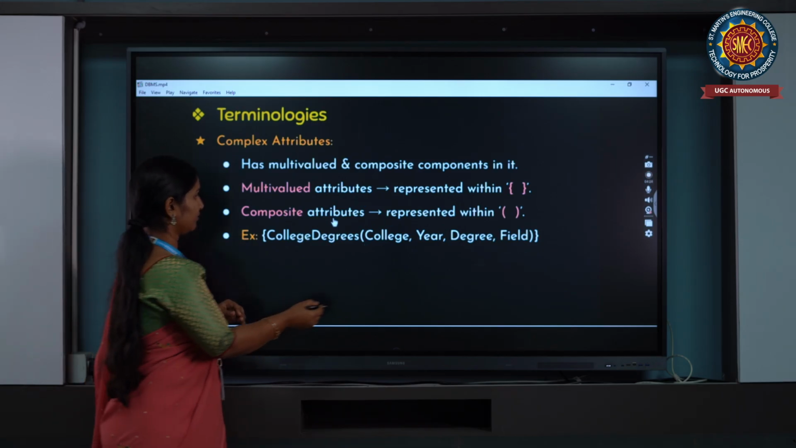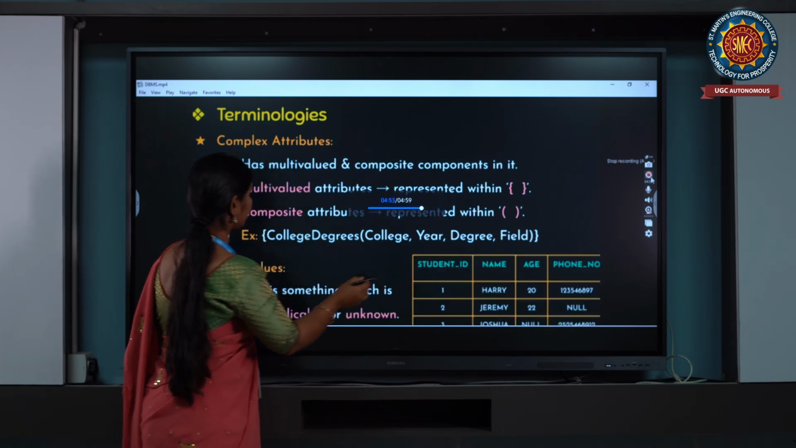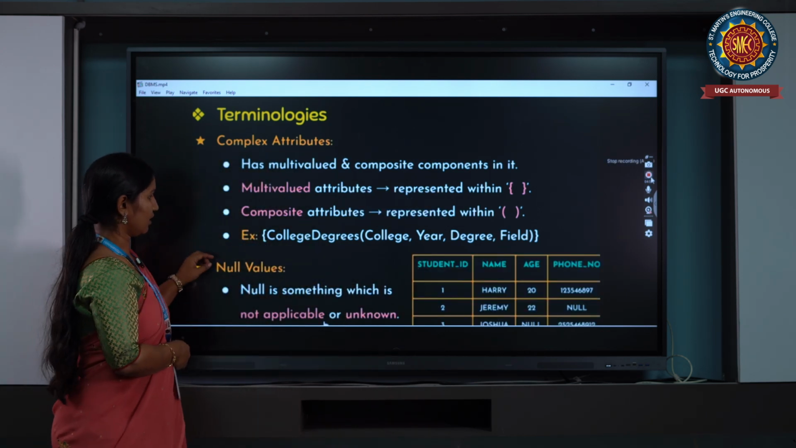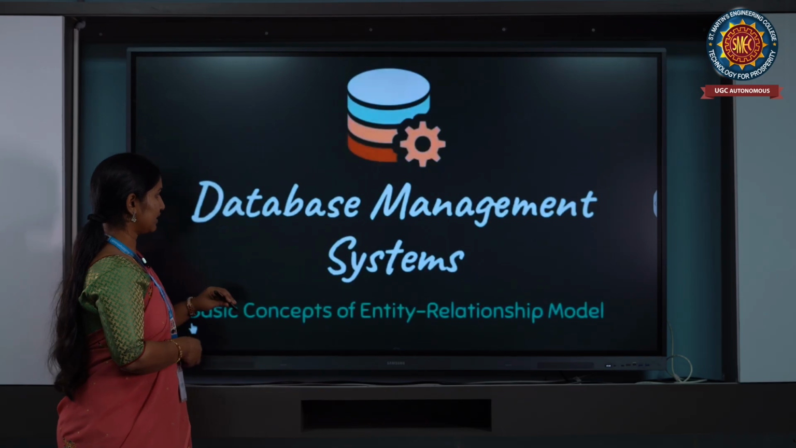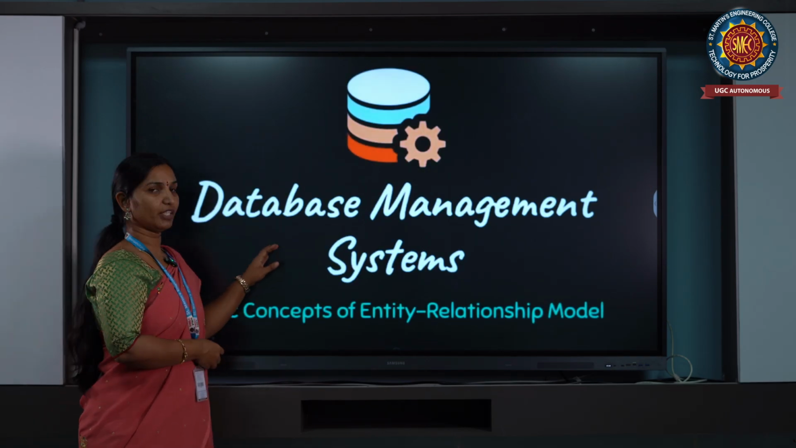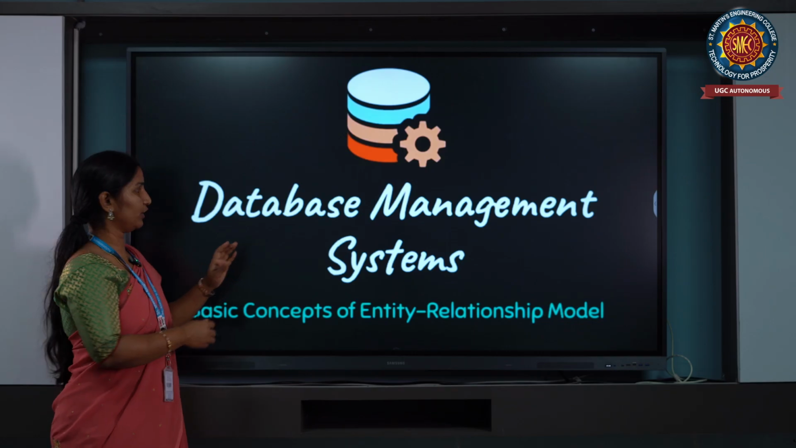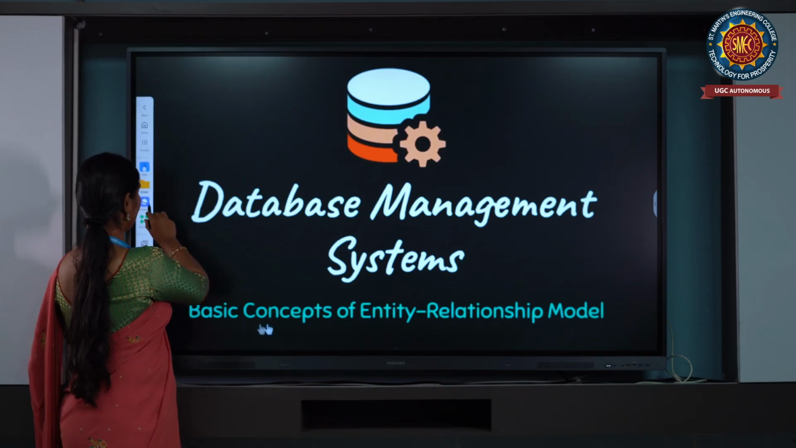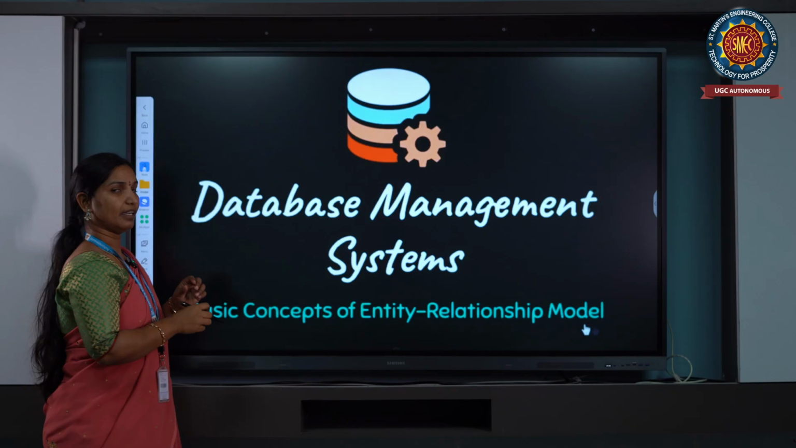The next one is, for example, null values. A null value is nothing but a value we cannot divide. If it cannot be null, that is nothing but the not null column.